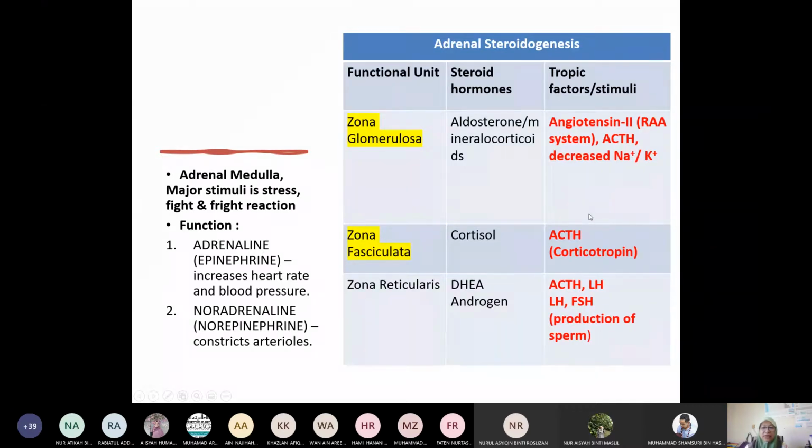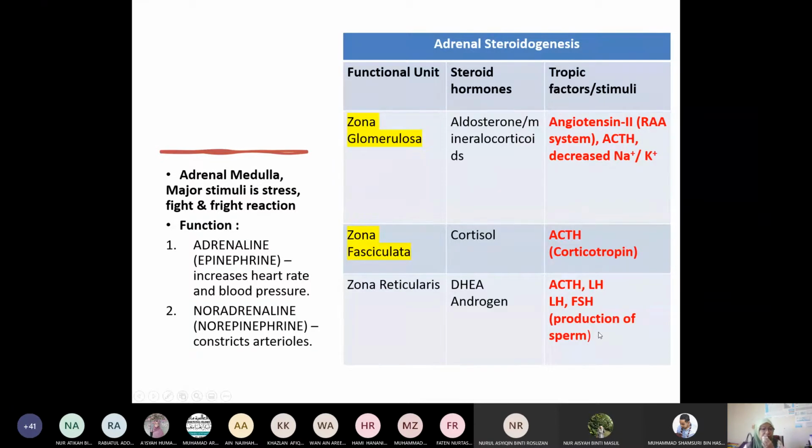Of course, ACTH is very important in the synthesis of adrenal cortical hormones, not only aldosterone but also cortisol. Cortisol synthesis relies not only on ACTH release but also on corticotrophin-releasing hormone synthesized in the hypothalamus. The reticularis provides DHEA and androgens, and their synthesis is initiated by the influence of ACTH, LH, and FSH.